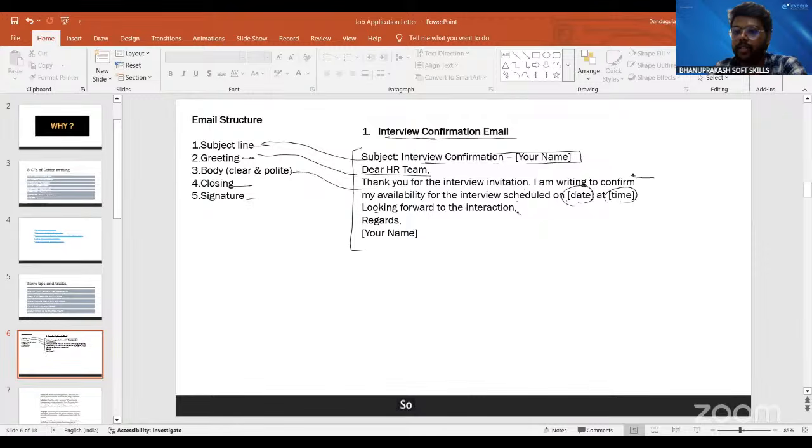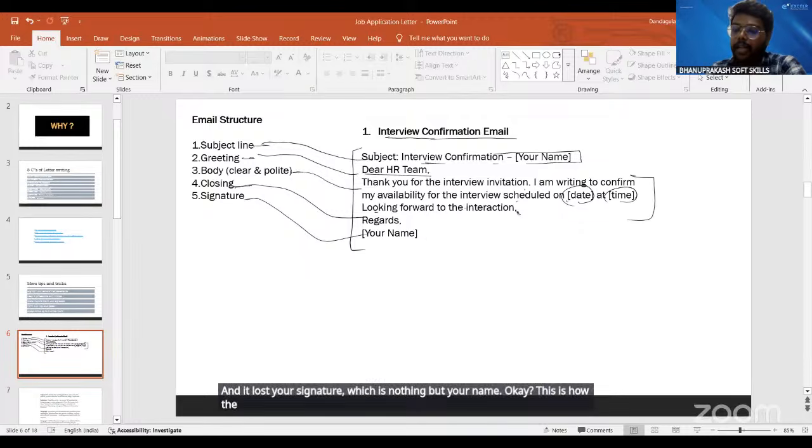So this is a short message. And after that, closing by using regards or yours faithfully, yours obediently. And at last, your signature, which is nothing but your name. Okay, this is how the structure looks in the email.